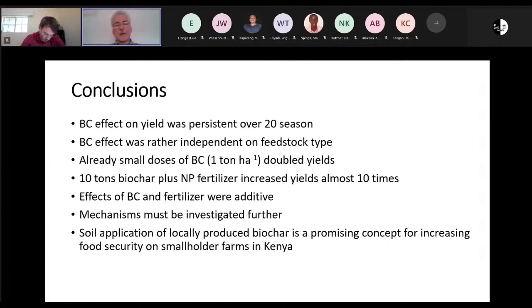Effects of biochar and fertilizer were additive, so there is no interaction between them, and the mechanisms have to be studied further. I show here only the yield responses. We did some work on soils also, but further research is on the way. So the soil application of locally produced biochar is a promising concept for increasing food security on smallholder farms in Kenya. Next, please.